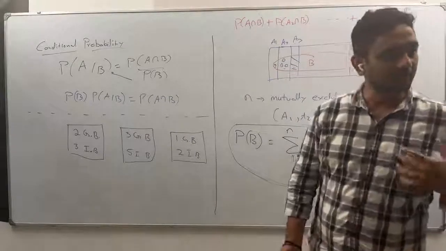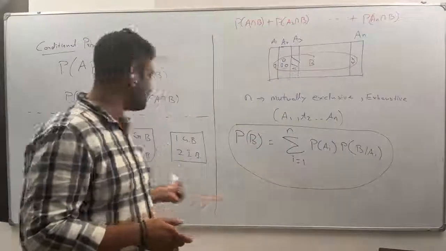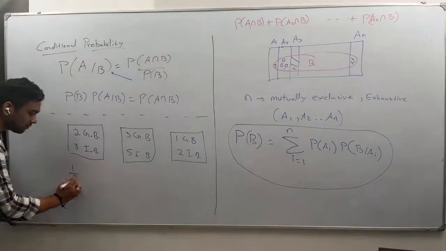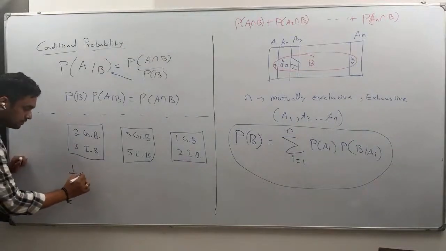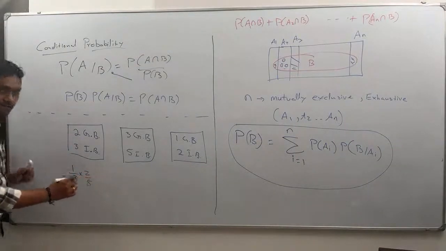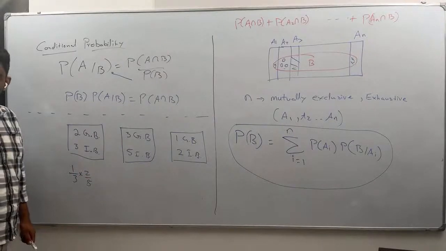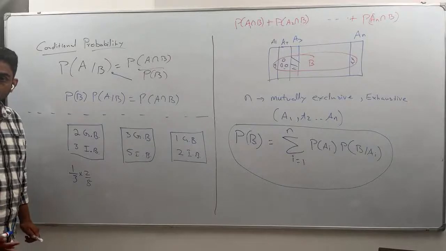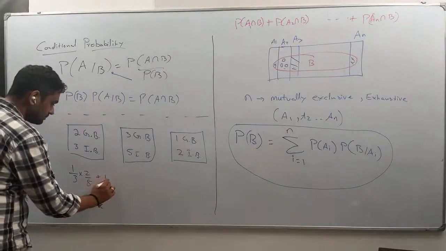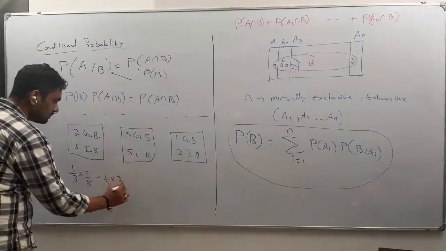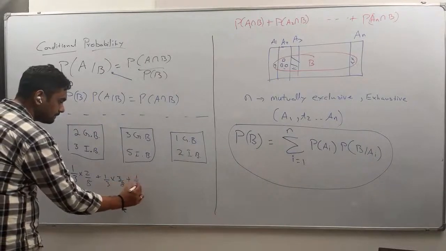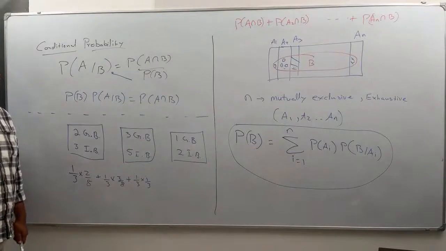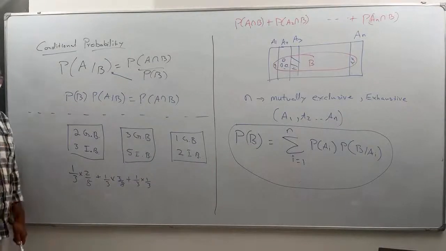So first I have to pick a bag. Picking this bag, the probability is 1 by 3. Then the probability of gold from this bag is 2 by 5. These will multiply, one after another. Either you do this, or this, or the second bag. This is the total probability of getting gold. That is the total probability theorem.